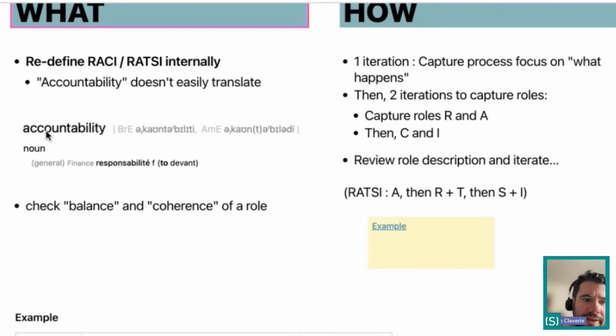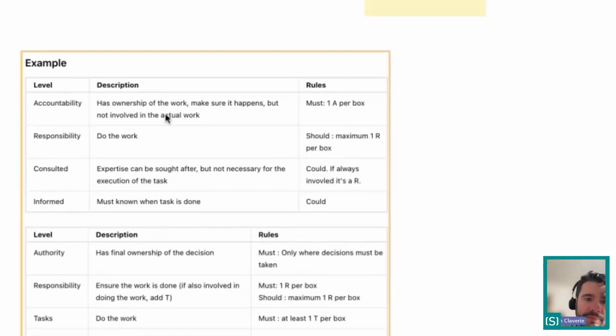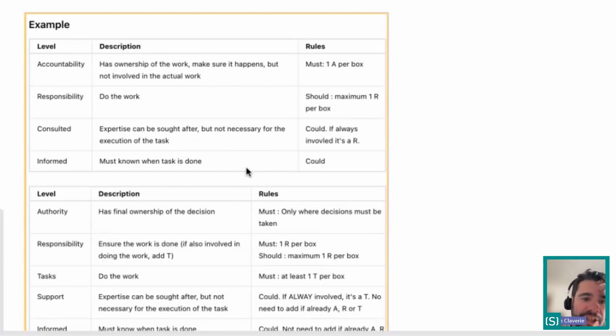So this may be very good if you have an international audience to redefine. One of the definitions that I took from a customer: accountability has ownership of the work, makes sure it happens, but is not involved in the actual work. And responsibility is for the work. I have seen customers that were defining accountability and responsibility the literal opposite way. So the accountability does the work and the responsibility has the ownership. So make sure it's very, super clearly defined in your project.